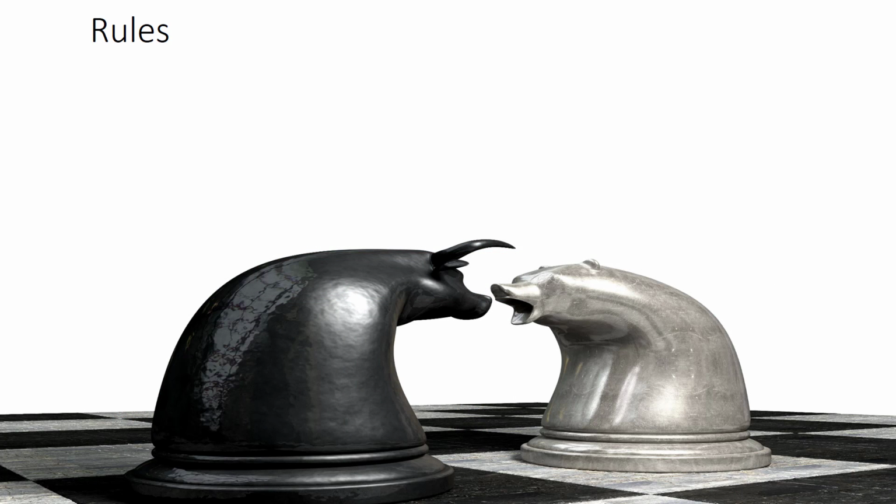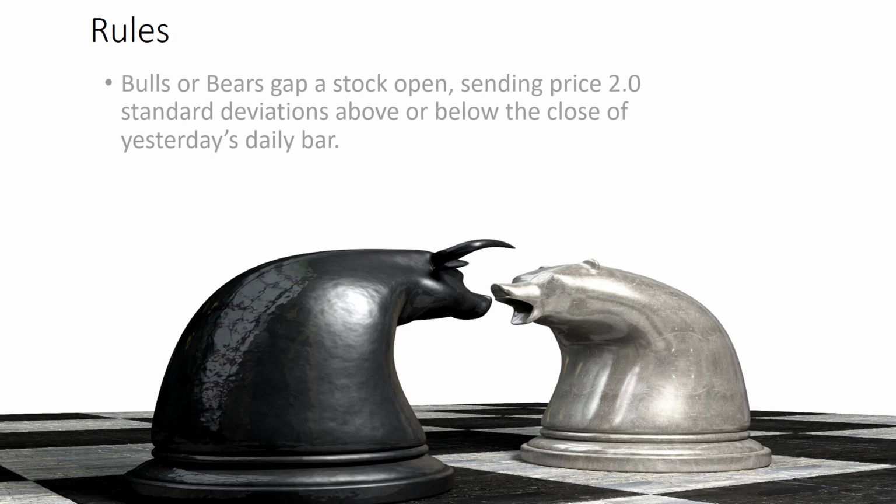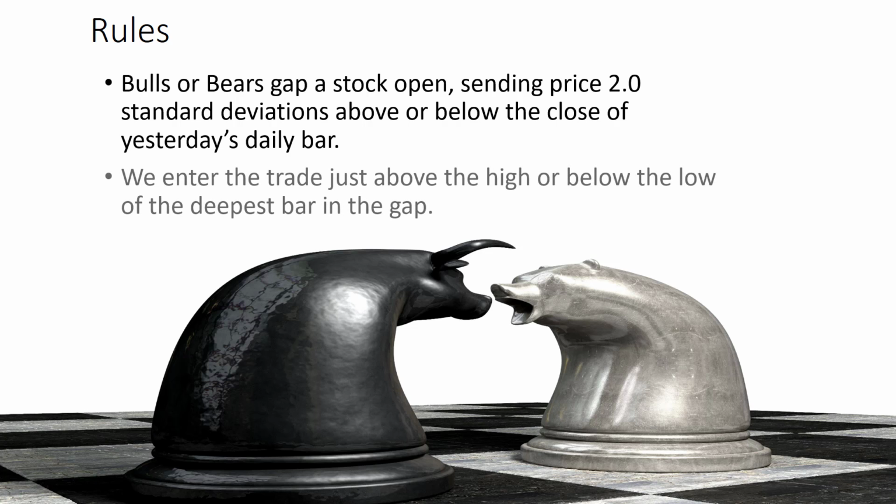The rules for this are very simple. Once you get these qualified as 2SD Baltimore chop gaps, bulls or bears, gapped open 2SD above or below the close of yesterday's daily bar, we're just going to enter just above the high or below the low of the deepest bar in the gap.